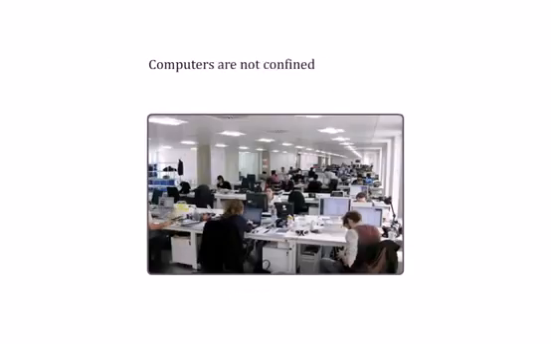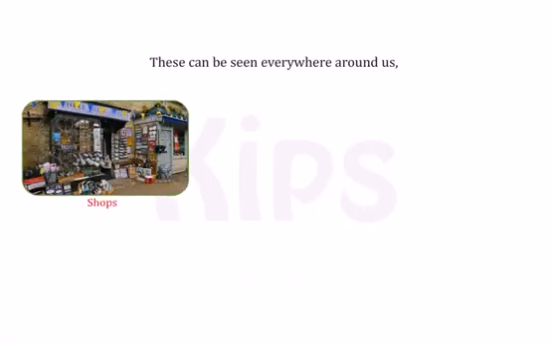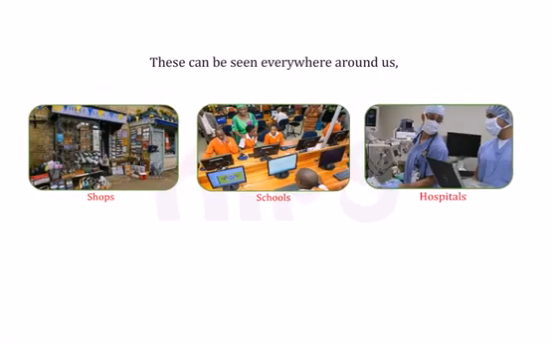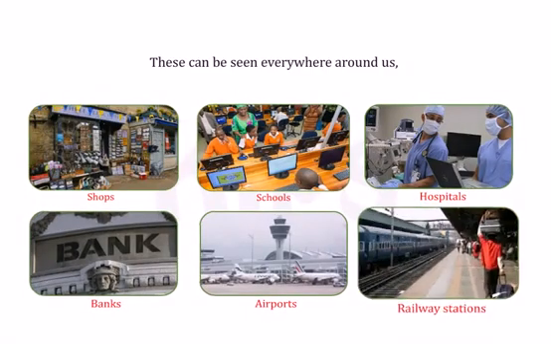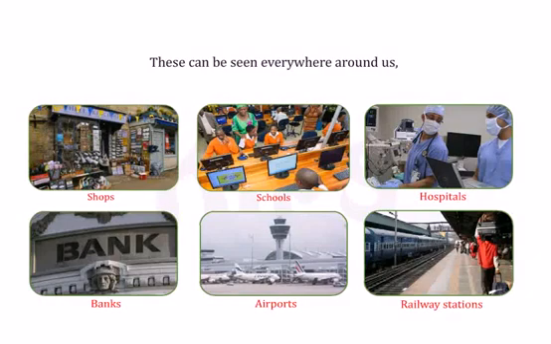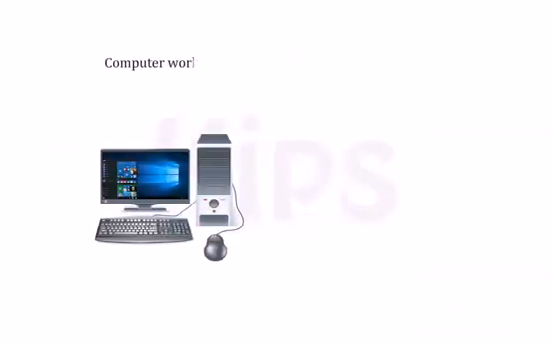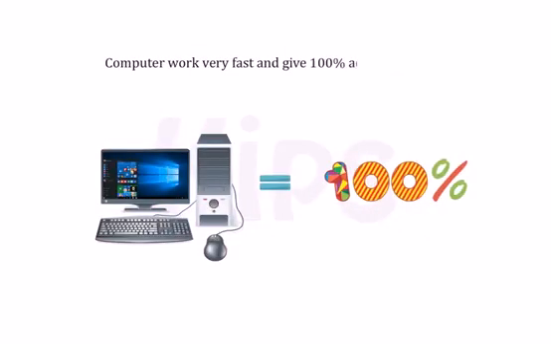Computers are not confined to offices only. These can be seen everywhere around us, such as at shops, schools, hospitals, banks, airports, railway stations, etc. Computers work very fast and give 100% accurate results.